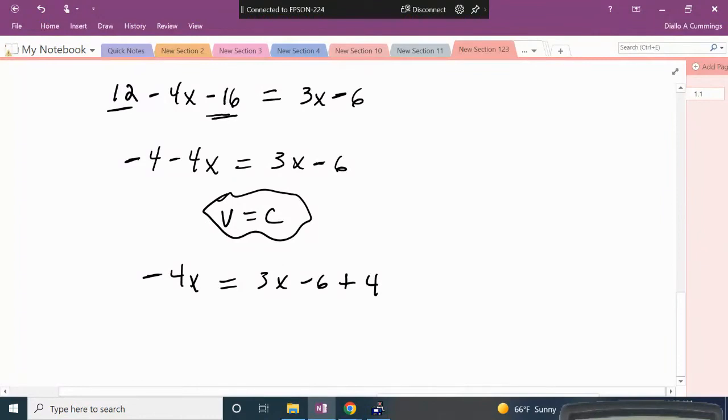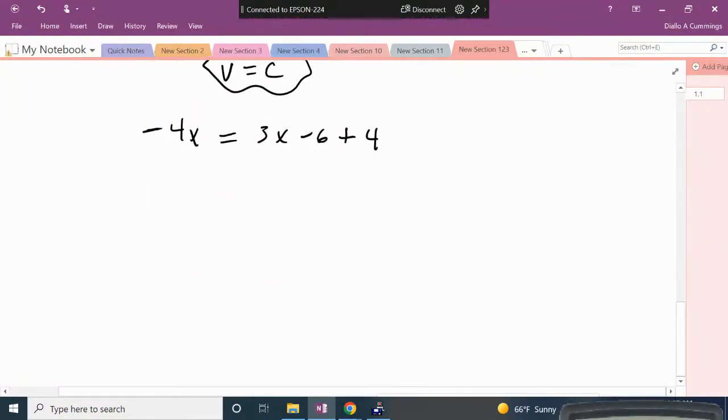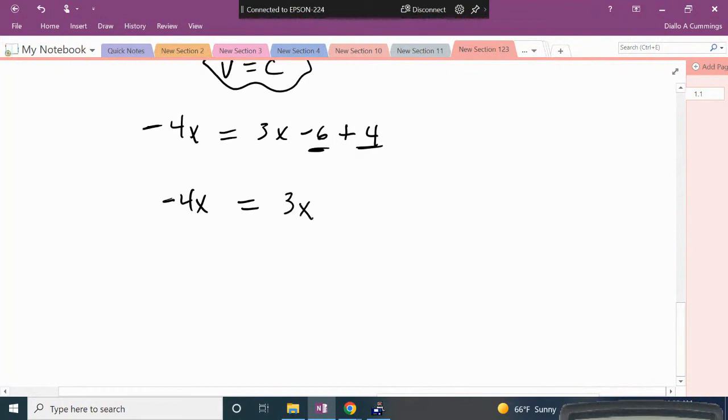So now I'm going to simplify. I'm going to bring down -4x. On the right-hand side, I have two like terms, -6 and +4. So I'm going to bring down 3x. And -6 plus 4 is -2. So I've simplified the right-hand side.